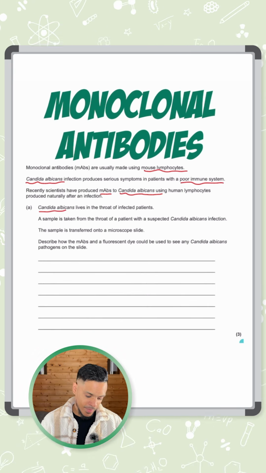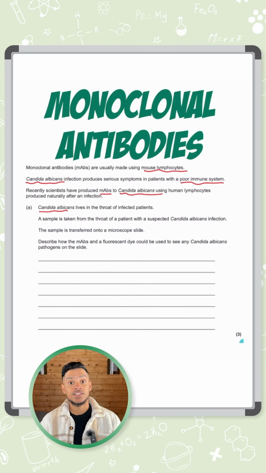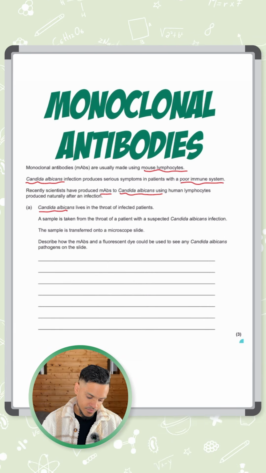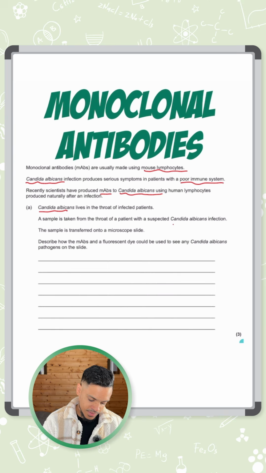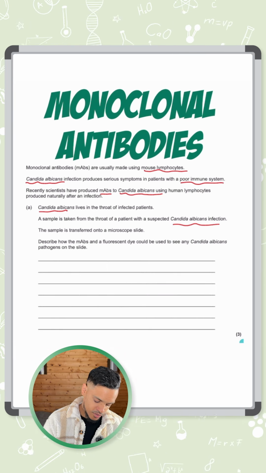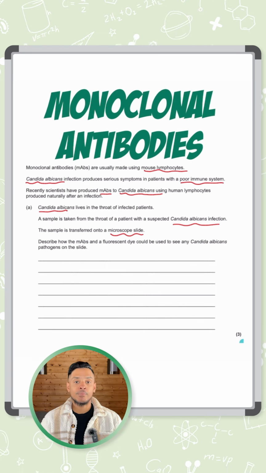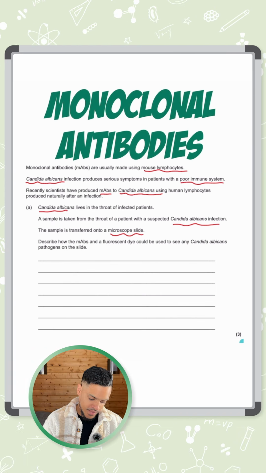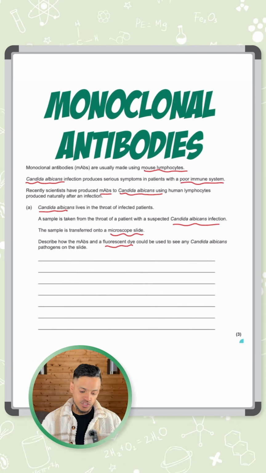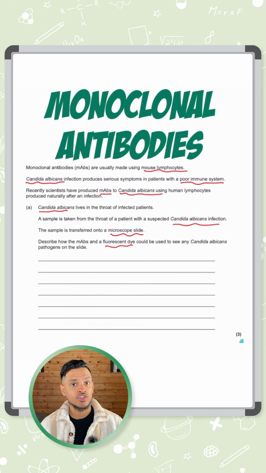Then it says the pathogen lives in the throat of infected patients. A sample is taken from the throat of a patient with the disease and it's transferred onto a microscope slide. And it says, how could monoclonal antibodies with a fluorescent dye be used to see these pathogens on the slide?